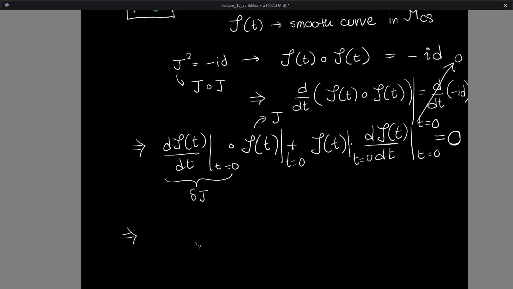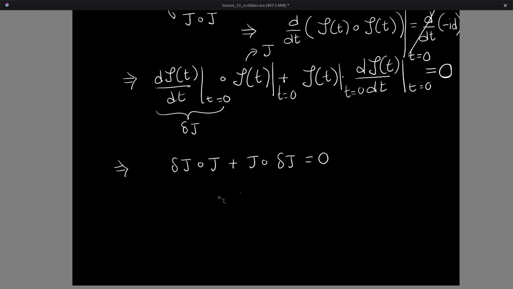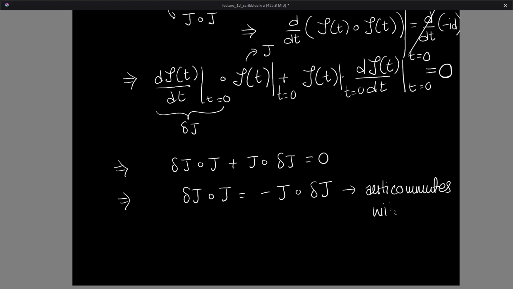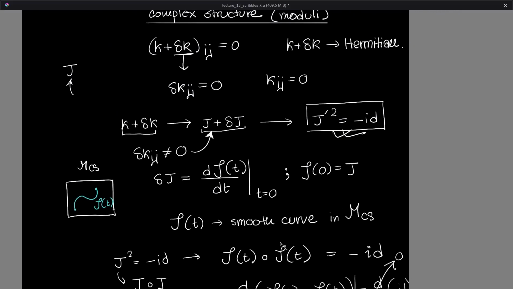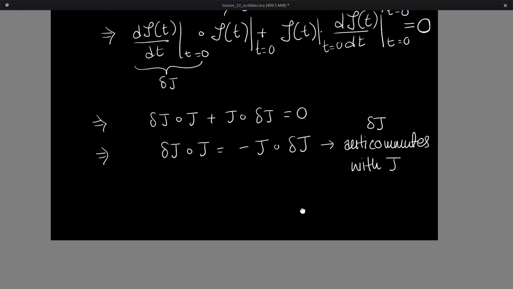So then what we would get is delta J after J plus J after delta J is equal to 0, or in other words, delta J after J is equal to minus J after delta J, which means it anticommutes with J. So as long as delta J anticommutes with J, we know that this condition that we have over here will be preserved for J prime. So that is the idea.